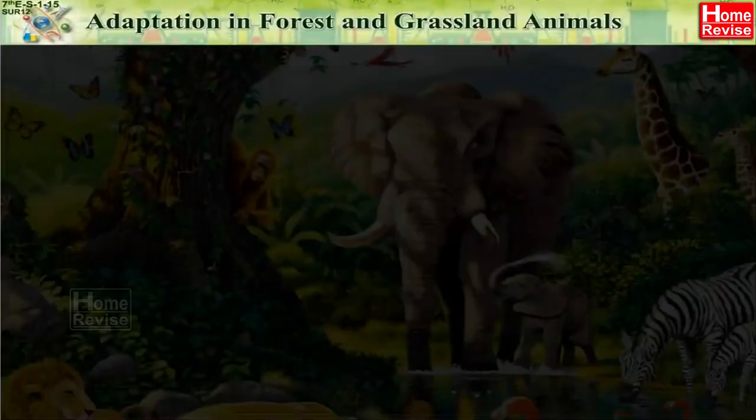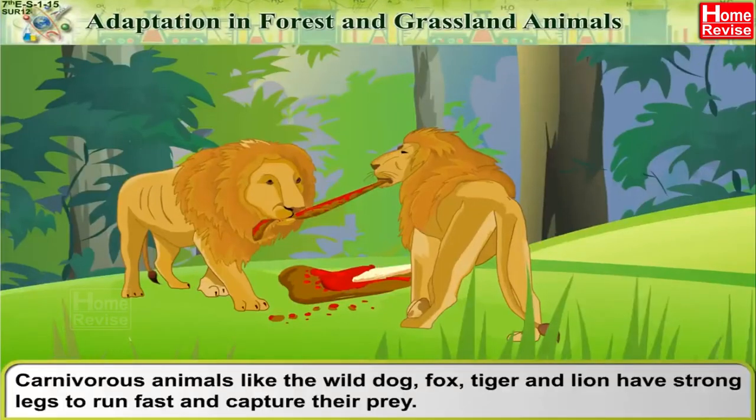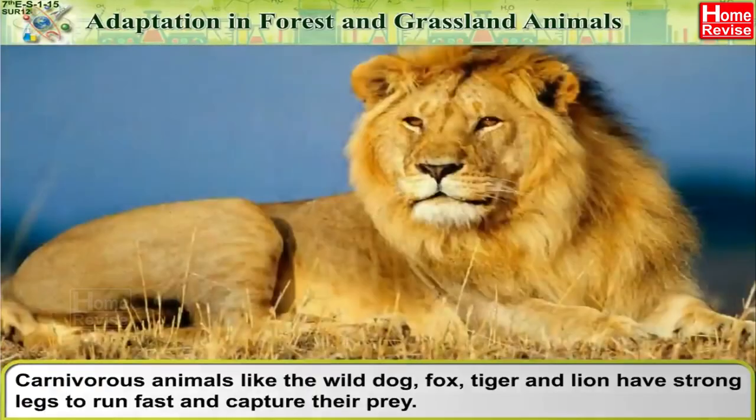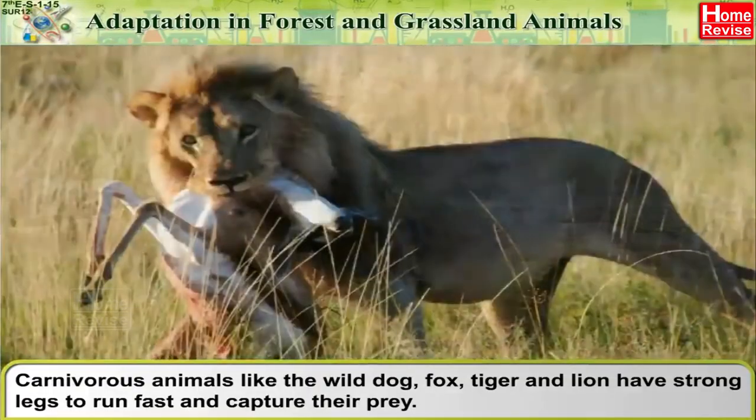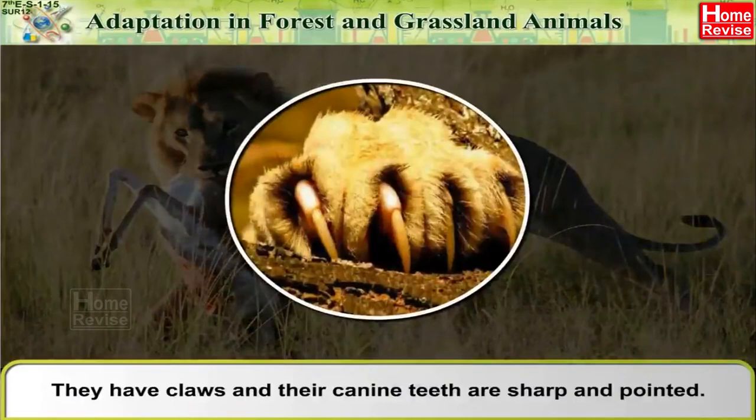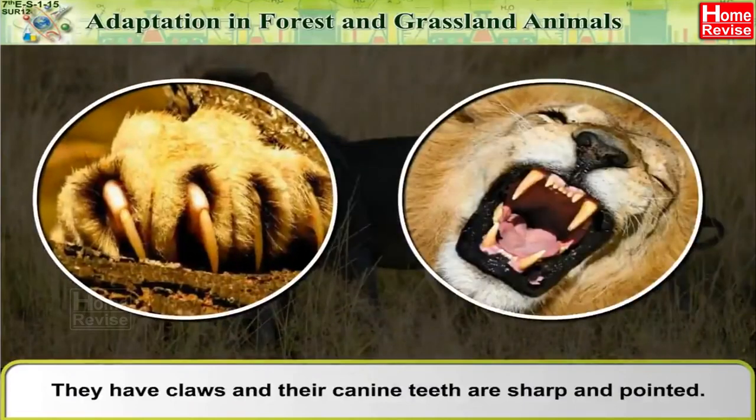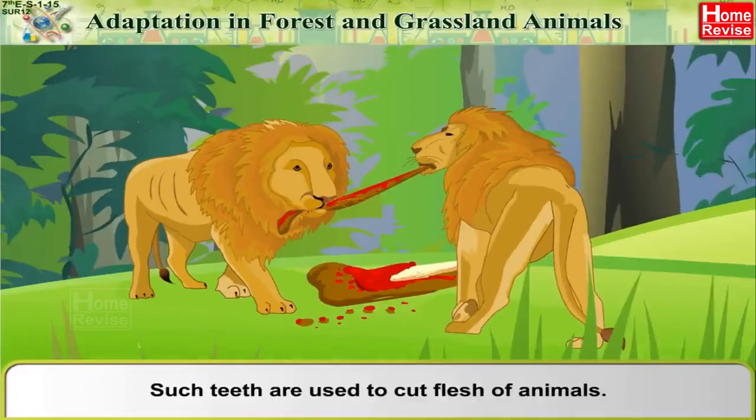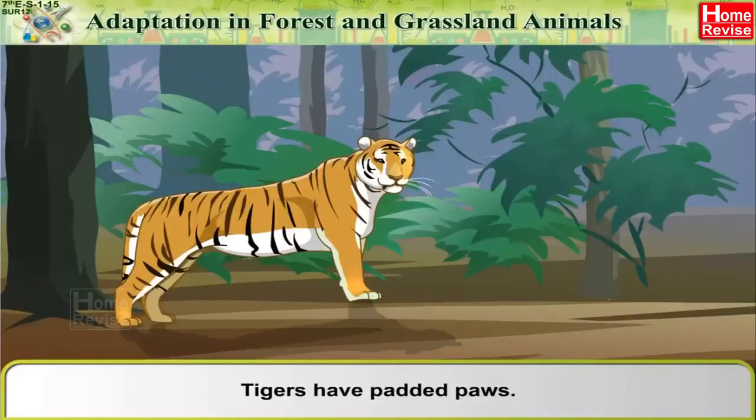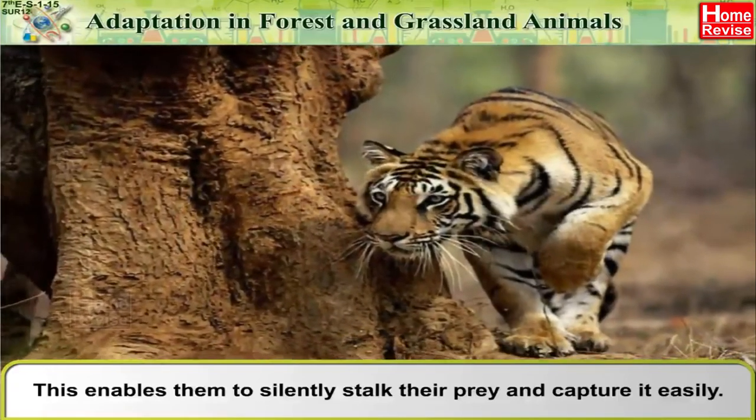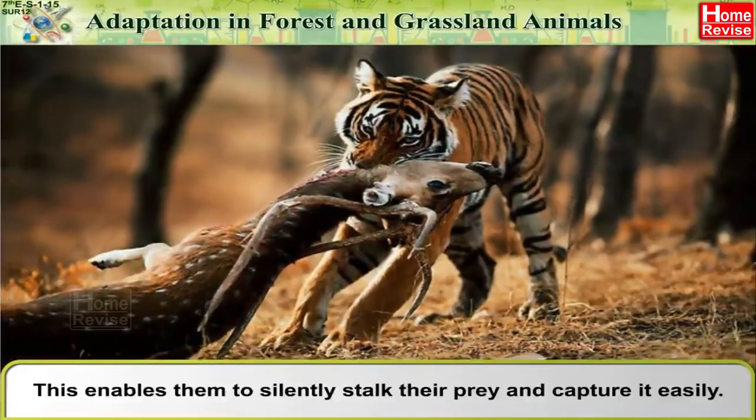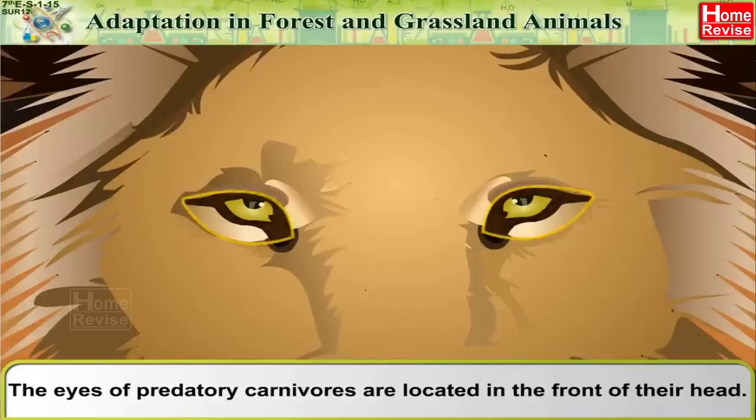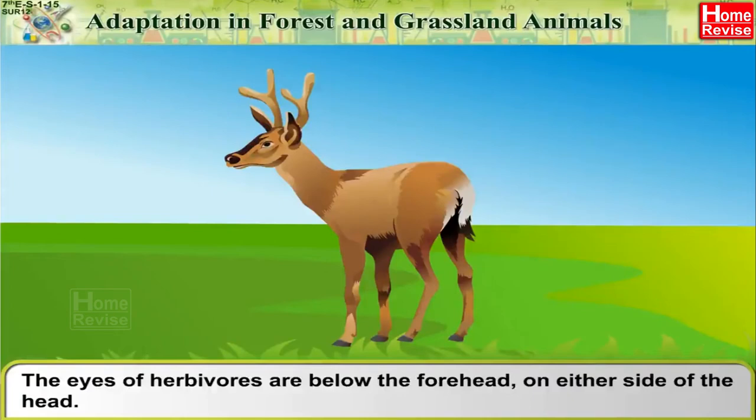Adaptation in forest and grassland animals. Carnivorous animals like the wild dog, fox, tiger, and lion have strong legs to run fast and capture their prey. They have claws and their canine teeth are sharp and pointed. What is the function of such teeth? Such teeth are used to cut flesh of animals. Tigers have padded paws. This enables them to silently stalk their prey and capture it easily. The eyes of predatory carnivores are located in the front of their head. It helps them to spot their prey from a long distance.